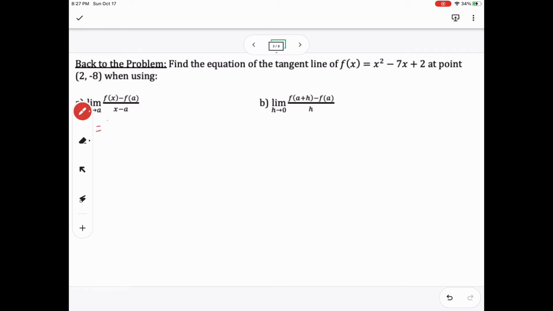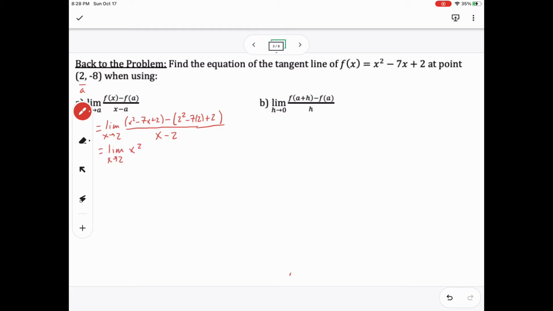Now when I do this, I want to first plug in what I know. f of x is the function. Remember, a is going to be the x value that I'm looking at, the point on the graph that is the x. So I'm going to be approaching 2. Just looking at that, I should be approaching negative 8, right? But I'm not going to actually use that. That's not going to be my answer here. So I'm going to plug this in.